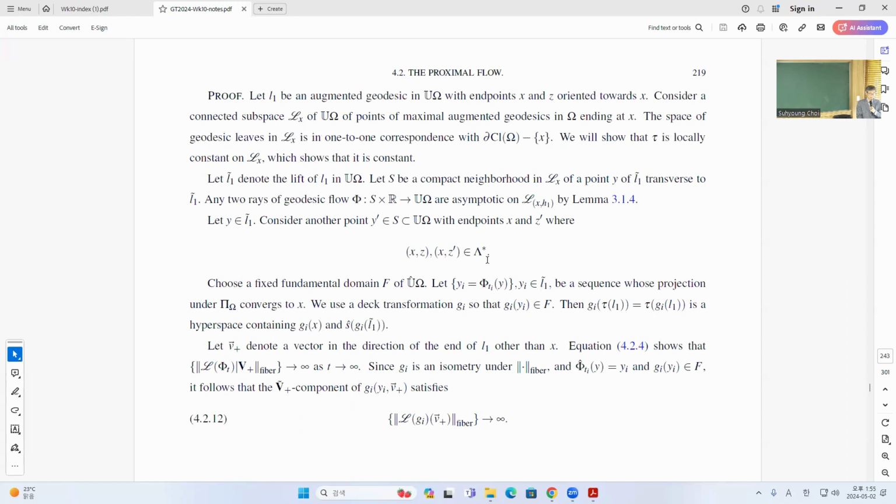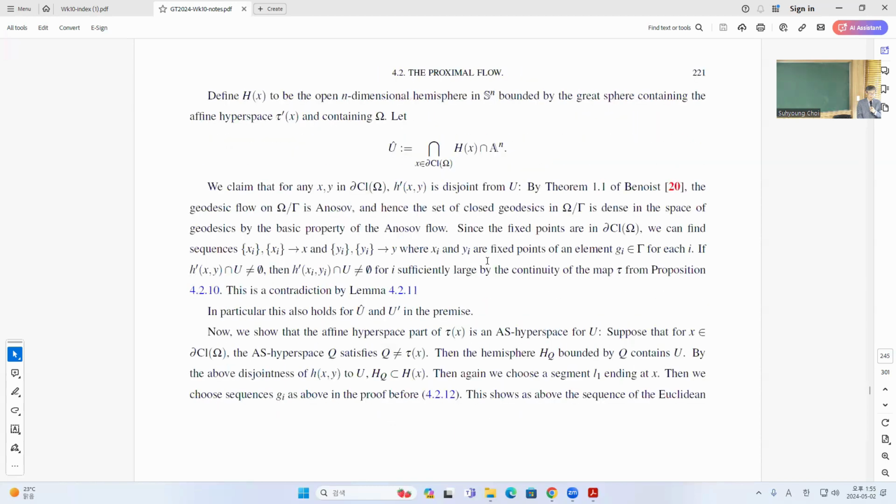Because if they're different, then they will be parallel in the affine space, and then the contraction property will contradict this. So they have to be the same. Okay, so once you have the affine space, you take the interior direction to the omega, and then you take the intersection, and this is how you obtain the U here.